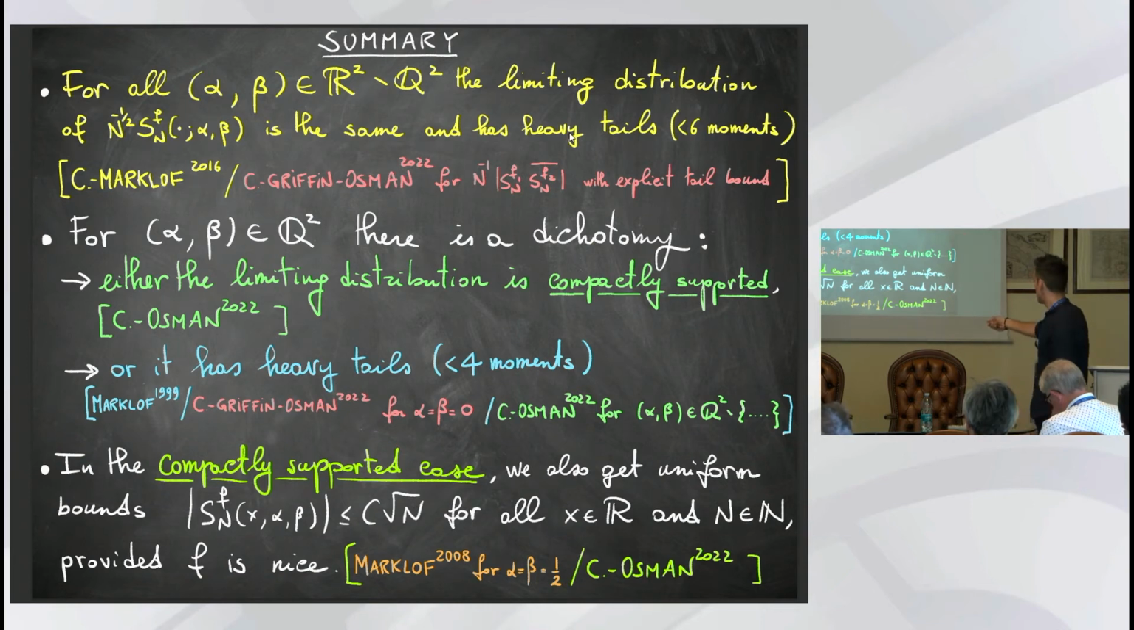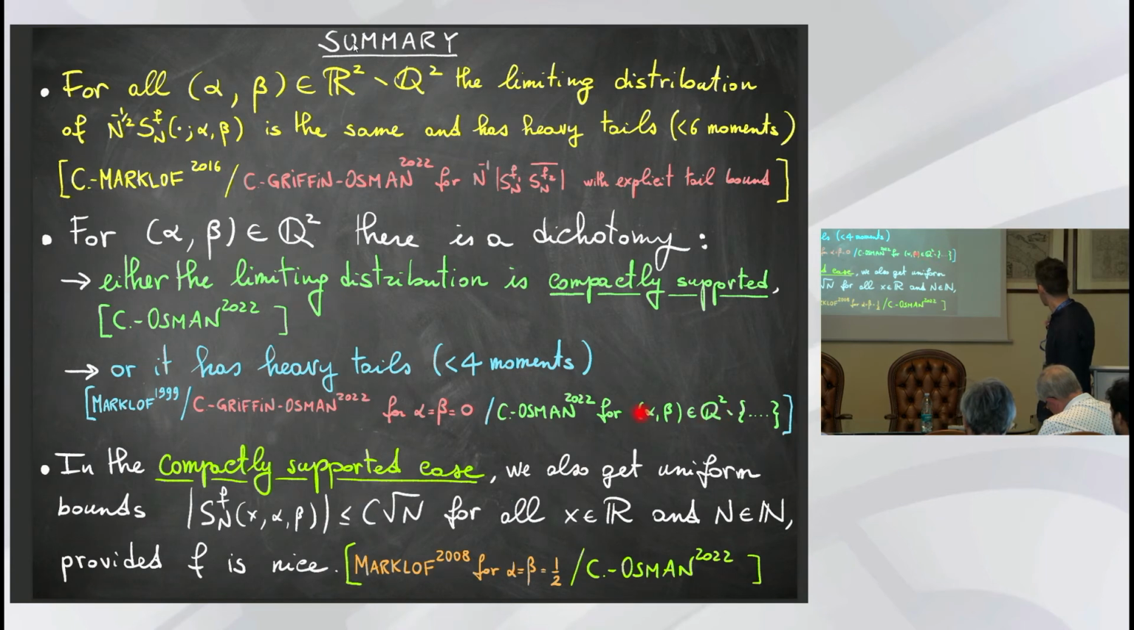We prove that there is a uniform bound that holds for every x and for every n. And so in particular, when you take n to infinity and you normalize by root n, of course you get something compactly supported, right? So this is a stronger statement than the one written in green here. So that's the one I want to focus on today. And I should mention that in the case alpha and beta both equal to a half, this was already discussed by Marklof in a paper in 2008, but the 1/2 case is somehow special in a way that I'll explain later.